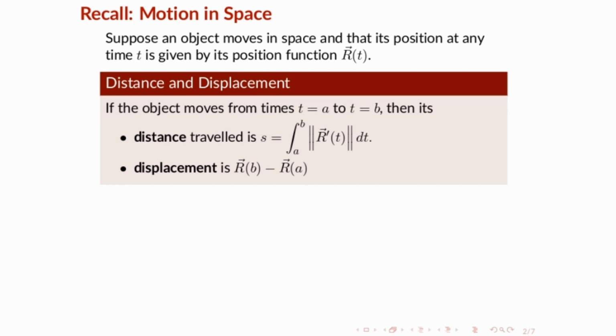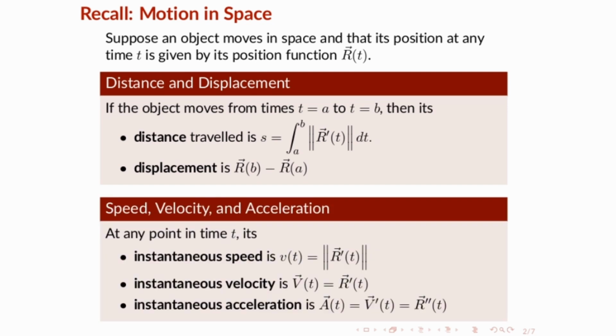You may have heard before that velocity is just the derivative of displacement, and you would be right. Our instantaneous velocity, how fast and in what direction your object is moving, is just given by the derivative of your position function.